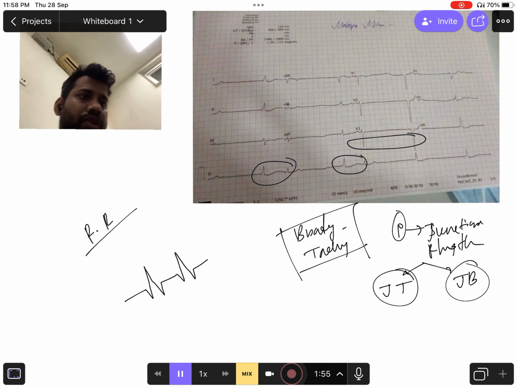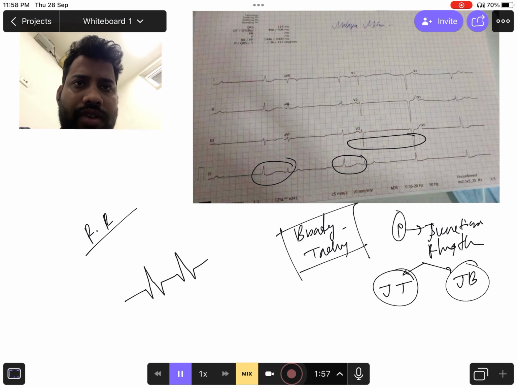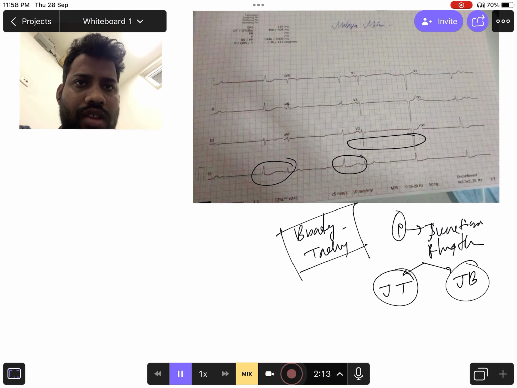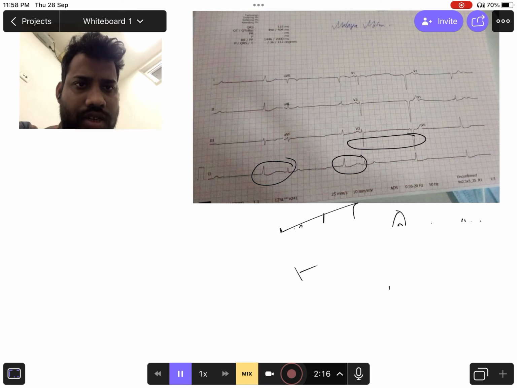Most of the time in junctional brady, the heart rate is less than 50 or less than 40. But here we can see that there is both tachy as well as brady. So we call this a brady-tachycardia syndrome.